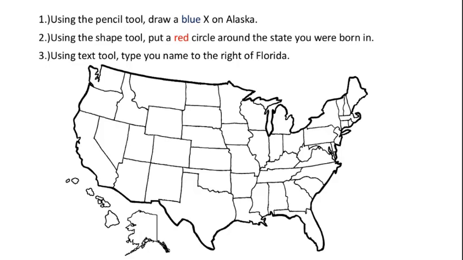We are going to do an icebreaker, so if you will, follow the directions. Using the pencil tool, draw a blue X on Alaska. Using the shape tool, put a red circle around the state which you were born in. And using the text tool, which is the T, put your name to the right of the state of Florida.